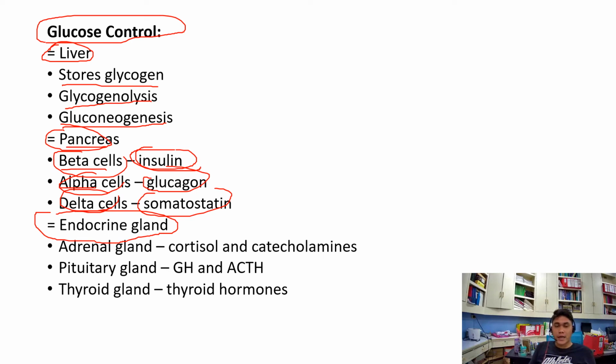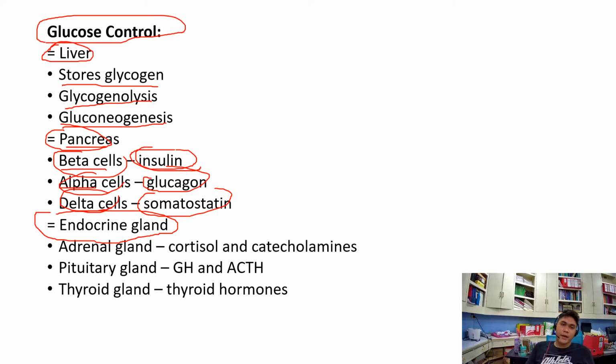Next, you have the adrenal gland. The adrenal gland is an endocrine gland. It produces cortisol and catecholamines. Cortisol promotes gluconeogenesis, the formation of glucose from non-carbohydrate sources. For catecholamines, for example epinephrine, epinephrine inhibits insulin secretion. So the effect of epinephrine is increased glucose because there's inhibition of the secretion of insulin. And epinephrine promotes glycogenolysis, the breakdown of glycogen to glucose.